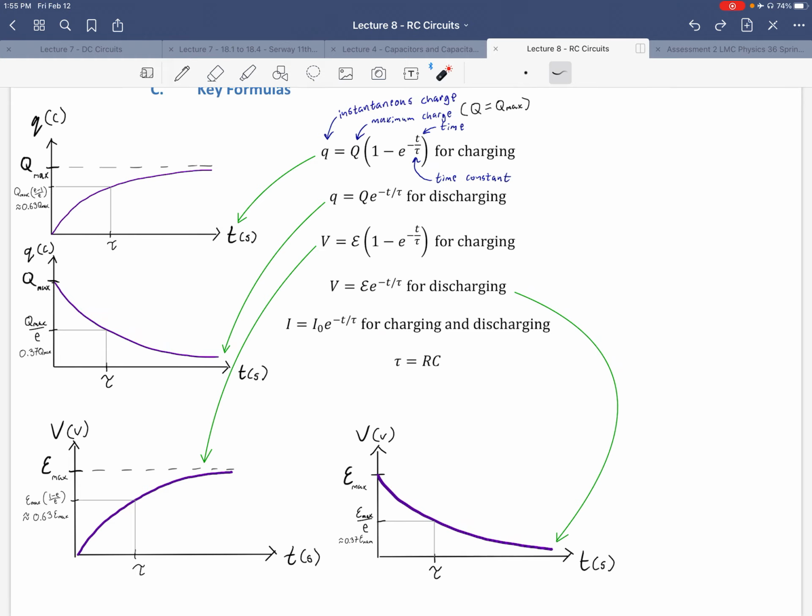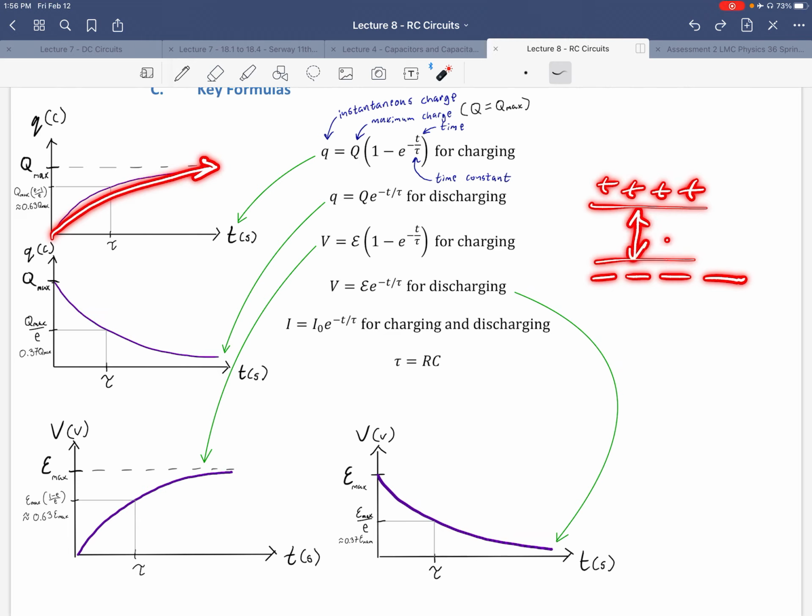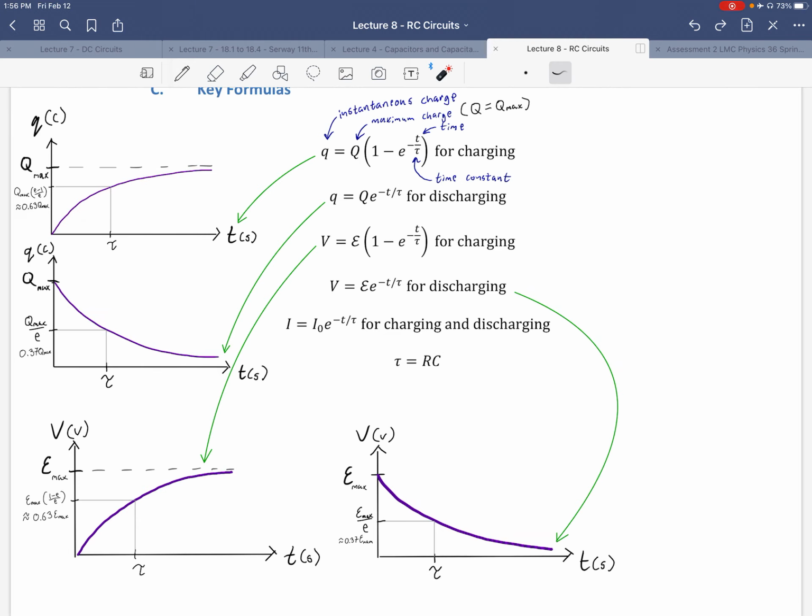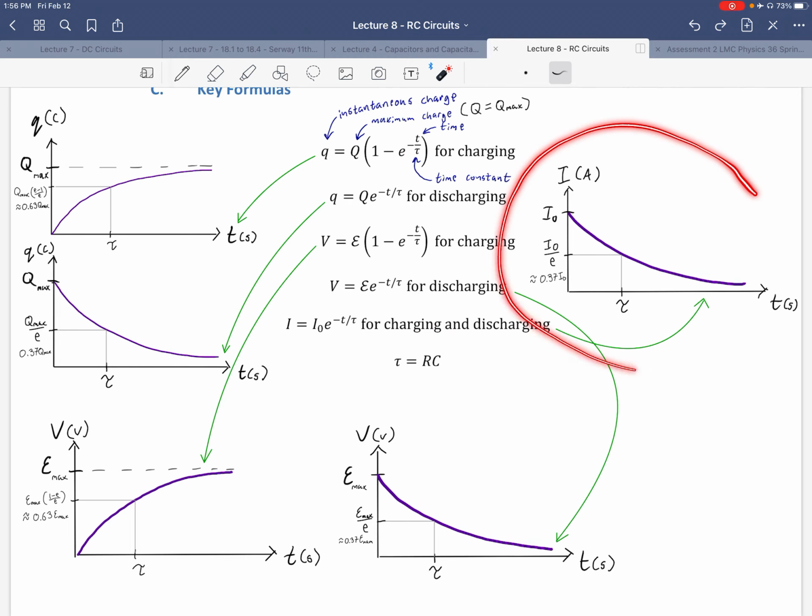But the point is that the voltage is growing across the capacitor, which of course makes sense because a capacitor has positive charge on one plate, negative charge on the other. As the charge grows to its final maximum value, you're going to get more and more voltage difference. Of course. And here is just the idea of discharging. In that case, as the charge is leaving, the voltage across the capacitor is exponentially decaying to 0. And finally, as promised, we have the current. And current, for charging and discharging, looks like this, okay? So no difference in the expression here. It's always going to have the same form.